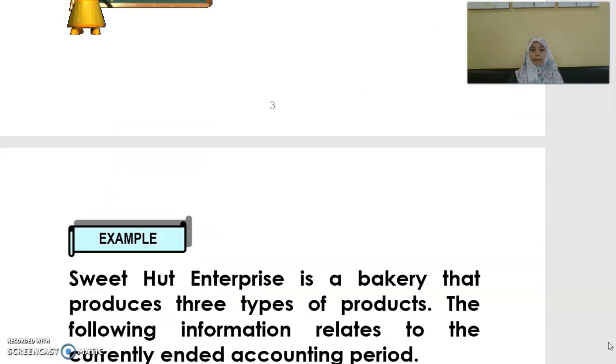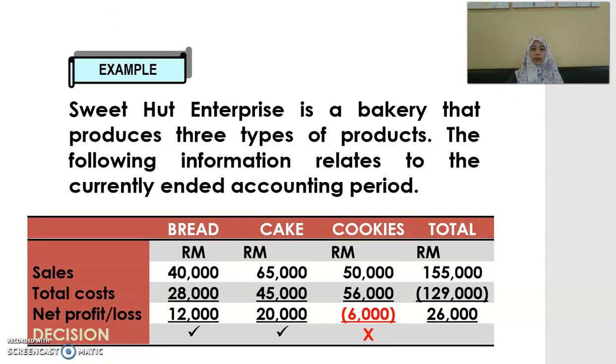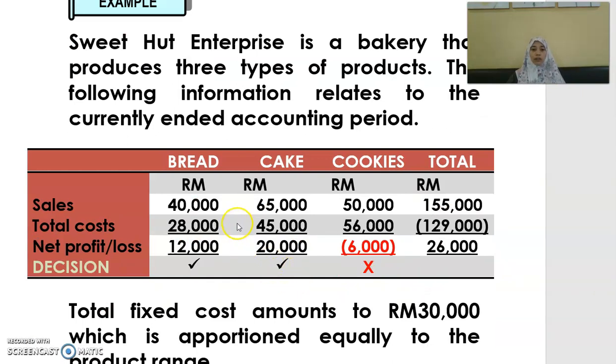Take for example, Sweetheart Enterprise, a bakery that produces 3 types of products. The following information relates to the currently ended accounting period. You have 3 product lines: bread, cake, and cookies. You have been given the sales information and the total cost. For bread, the sales is 40,000, the cost is 28,000, which gives you a net profit of 12,000. For cake, you see the cake is making a profit of 20,000, and cookies making a loss of 6,000.